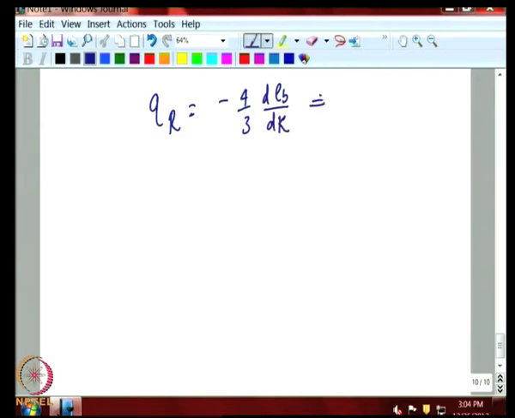Now, this is what we did earlier as the diffusion approximation. Earlier the result was obtained in the optically thick limit. In the optically thick limit, we argued that QR is minus 4/3 dEb d kappa, and through that we brought in the definition of Rosseland mean absorption coefficient. But now we are getting the same result without really invoking the optically thick limit. So, how did we get that?